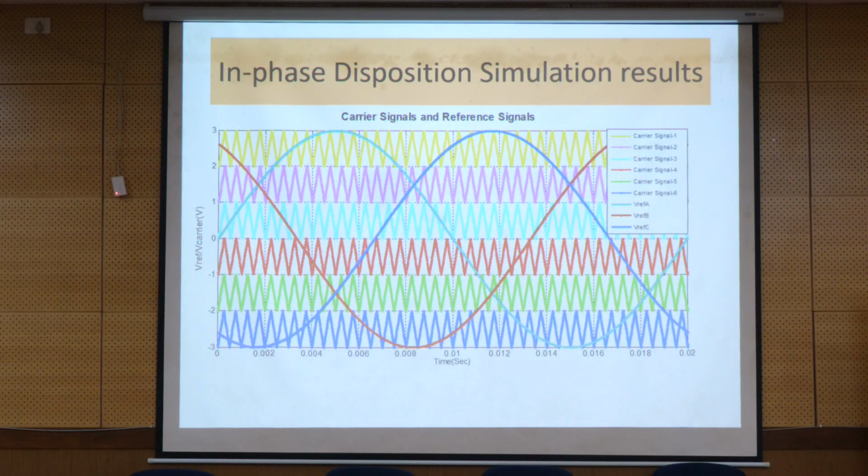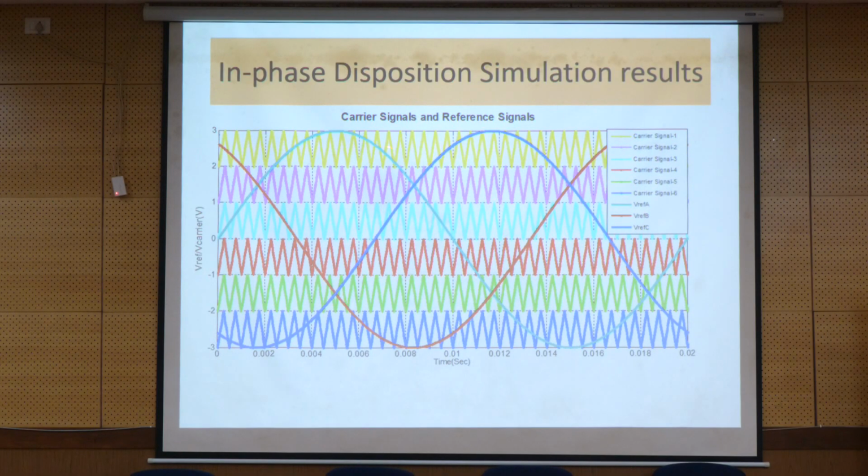The first thing we discuss is the phase disposition simulation. Here, in phase means all the carrier signals are in phase. For a 7 level cascaded H-bridge multi-level inverter we require 6 carrier signals. Above the 0 level we have first, second and third, and below 0 we have 1, 2, 3, so 6 carrier signals are there. It is for a 3-phase system.